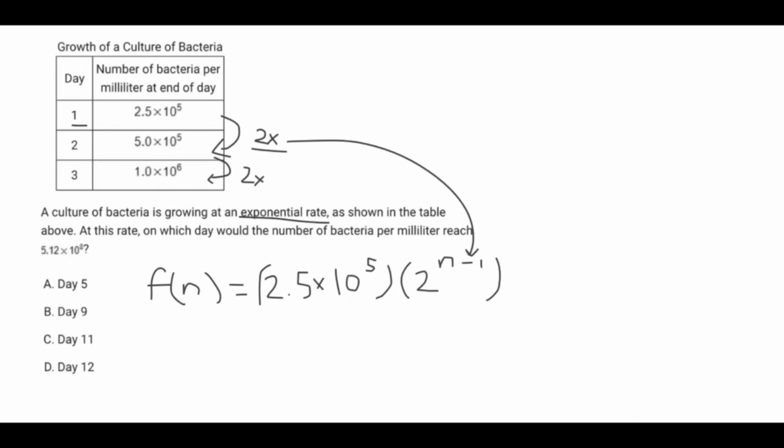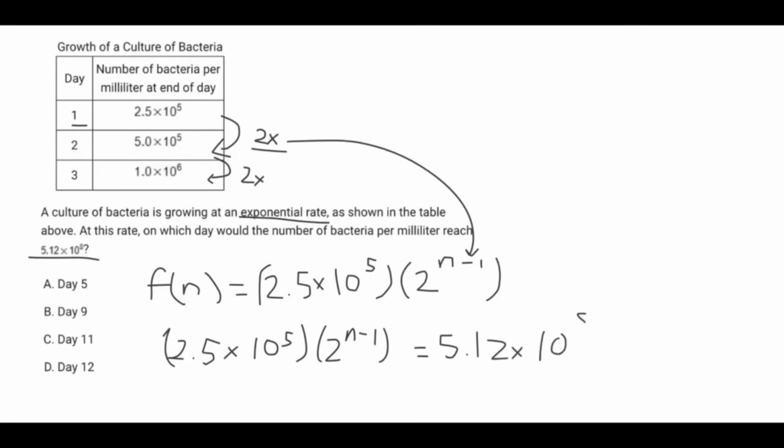Now, in order to find the day that it would reach this 5.12 times 10 to the power of 8, very simple here. We can just use our calculator, but to do so, we need to set up our little equation. So it's just this equation: 2.5 times 10 to the power of 5 times 2 to the power of n minus 1, and this is going to be equivalent to 5.12 times 10 to the power of 8. In this equation, we're just going to solve for n. I'll do the heavy lifting here with the trusty calculator, and that is going to give us a value of 12.